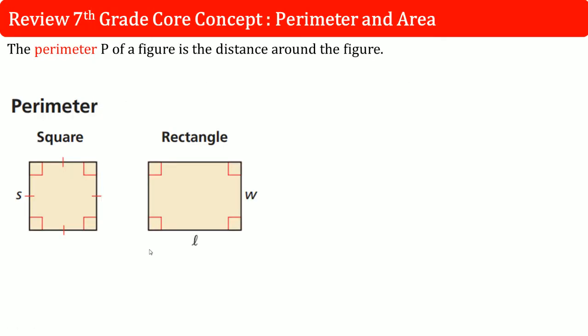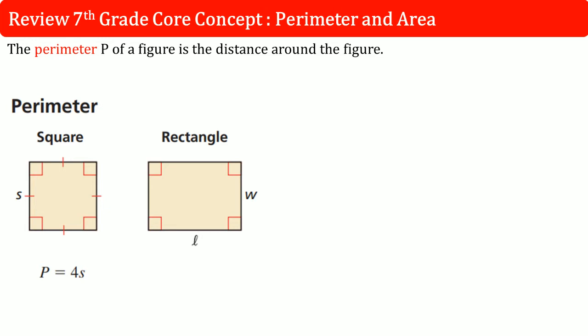Let's review a 7th grade core concept, which is covering the perimeter and area. The perimeter, P, of a figure is the distance around the figure. So the perimeter of this square, notice they use the letter S because all the sides here are the same. If you walk around this square, you're going to have an S here, an S here, and an S here. There are a total of 4 S's. That's why the perimeter is going to be 4S.